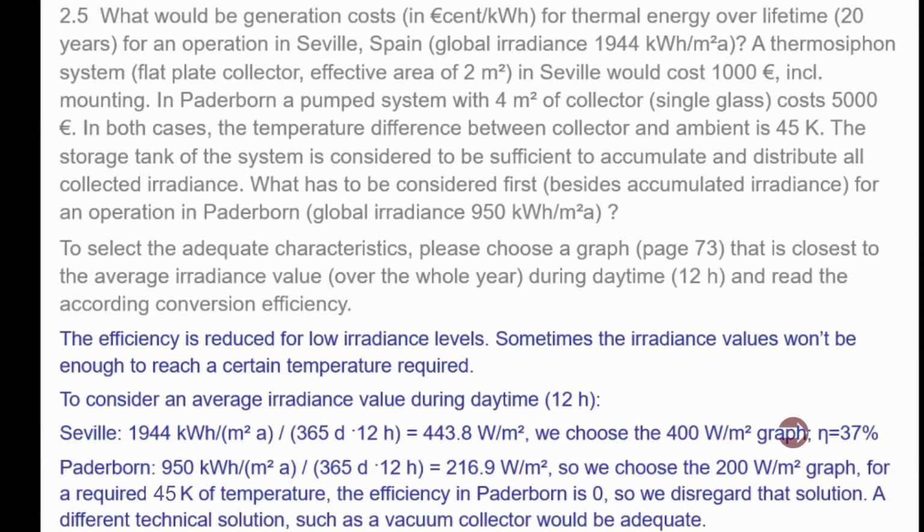That means we would have an efficiency of 37%, and then Paderborn irradiance is only half of that, speaking 950 kilowatt hours per square meter per year for the 365 days during daytime. This is equivalent to 216.9 watt per square meter. So therefore we choose the 200 watt per square meter graph, and the required temperature difference doesn't reach that value, so we cannot use that. So we have to use a different technical solution, for example a vacuum collector.